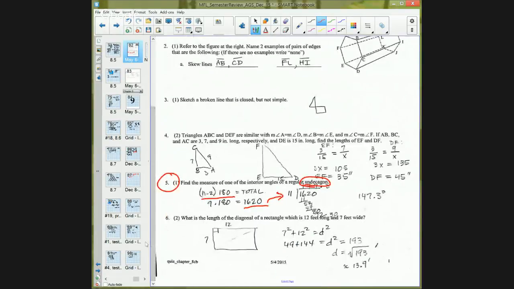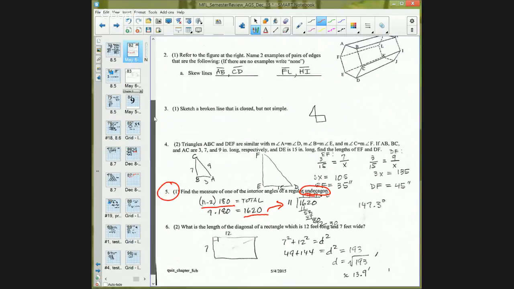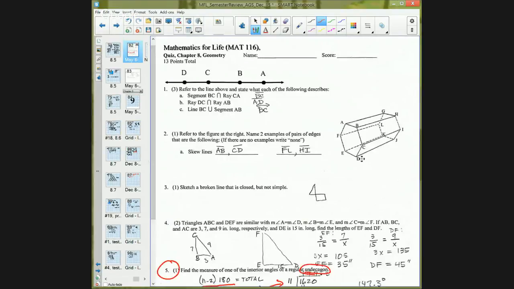Boy, did we get to similar triangles? Yeah, we did. We had to do the ratios. So number 4 is a good practice problem. Well, all these are. Did we talk about skew lines? Yes, we did. And you guys remember these? This kind here?